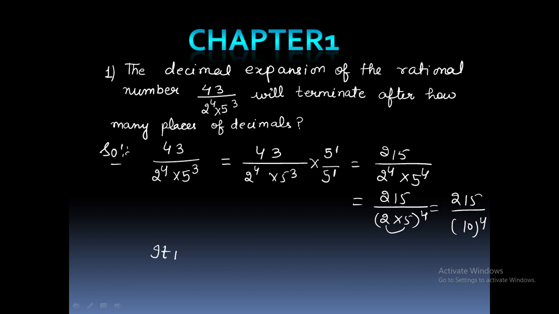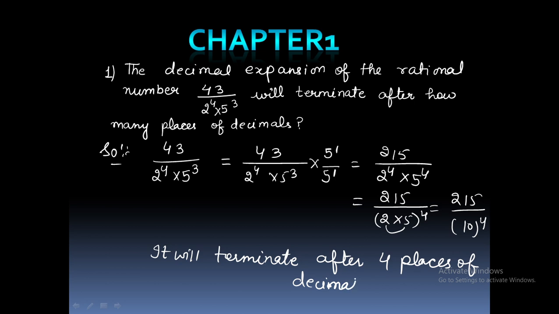So we can say that it will terminate after 4 places of decimal. Here we multiply by 5 because we have to make the powers equal. That's why we take 5 raised to power 1 over 5 raised to power 1. When we cut it, then it will be the same value.